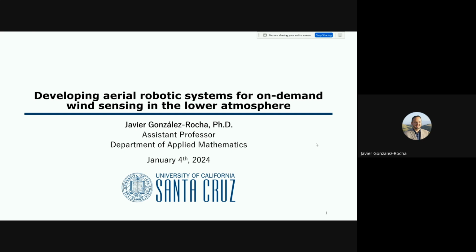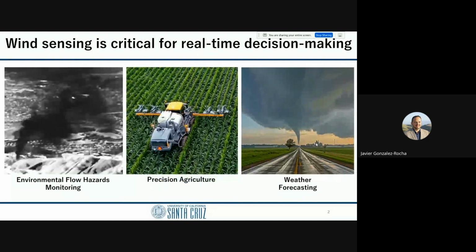So the title of the presentation is Developing Aerial Robotic Systems for On-Demand Wind Sensing in the Lower Atmosphere. So the big question is, why is it important or critical to measure wind in the lower atmosphere? And especially measuring it in real time. And so here are just some examples. There are plenty more, but here are some of them.